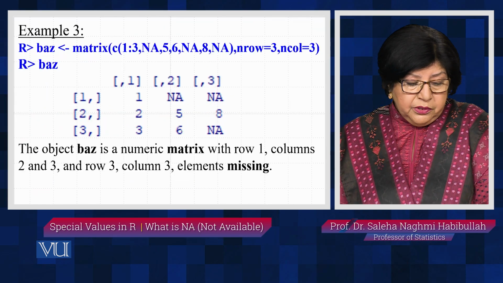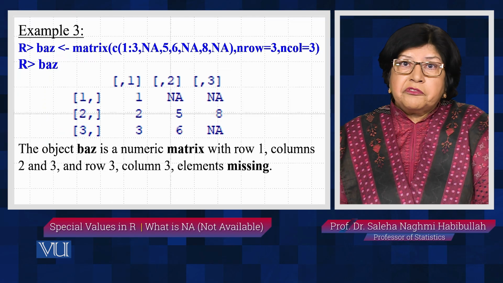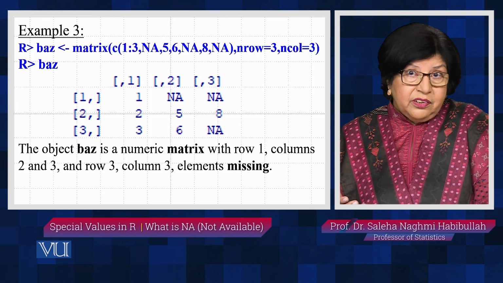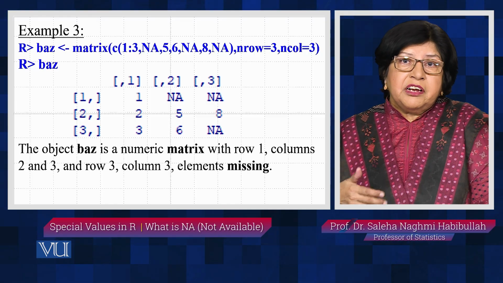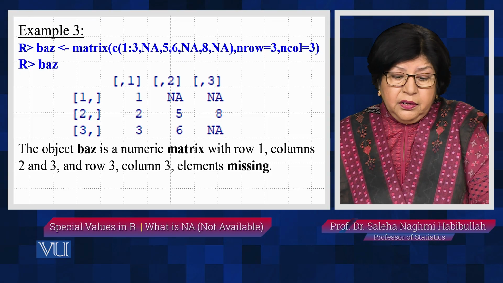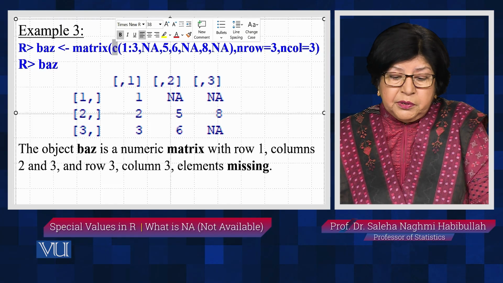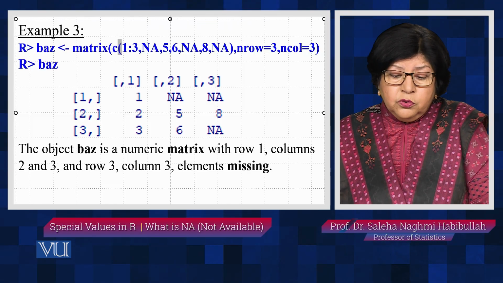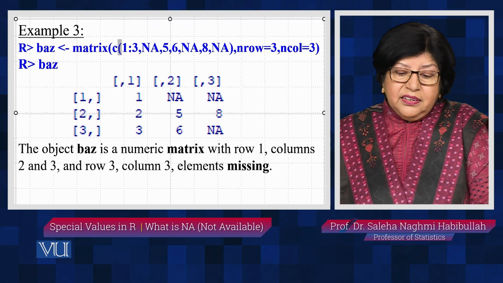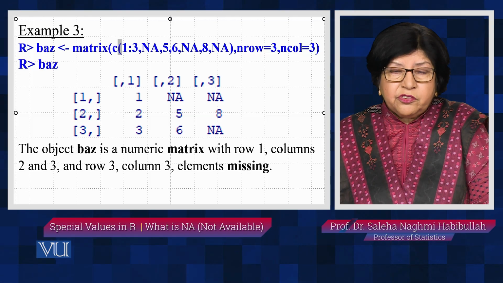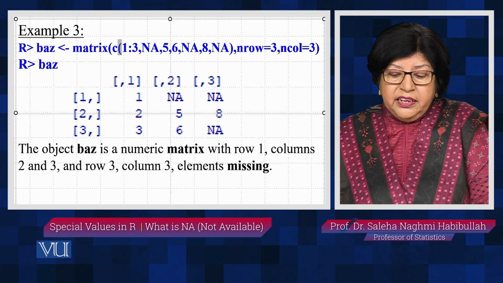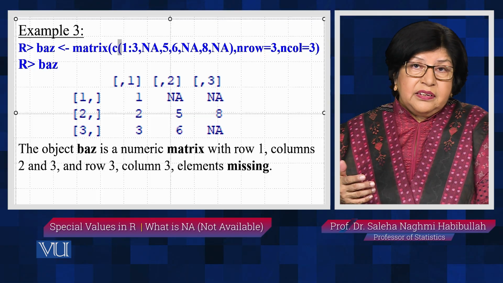The last example that I would like to do with you is that of a matrix. If you consider this, matrix of course is our function which will give us the matrix. Inside it is our vector, for which we write c and then open parenthesis. First 1:3, that will give us the first column. Then we have NA, 5, 6, which should give us the second column. And then we have NA, 8, NA, which should give us the third column.